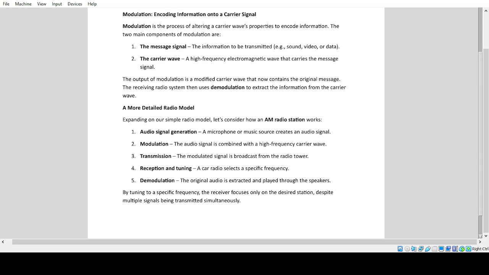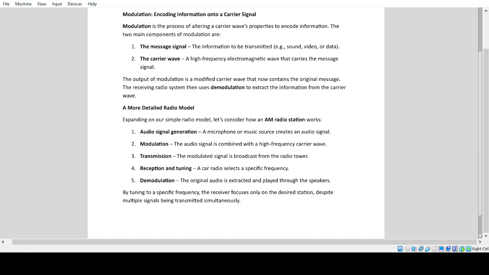Expanding on our simple radio model, let's consider how an AM radio station works. 1. Audio signal generation. A microphone or music source creates an audio signal. 2. Modulation. The audio signal is combined with a high-frequency carrier wave. 3. Transmission. The modulated signal is broadcast from the radio tower.